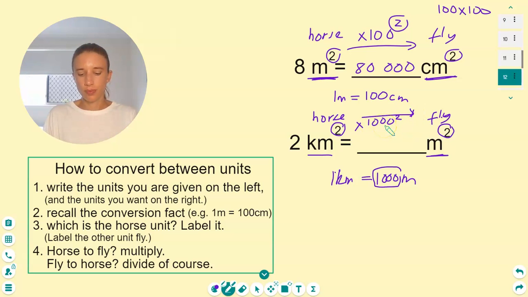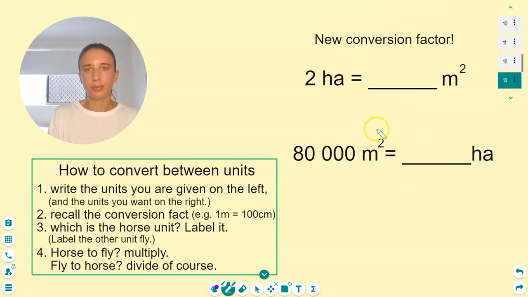So 2, I don't know why I'm doing this in my calculator. Oh yeah, I need to. 2 times 1,000 squared is 2 with 6 zeros. So 2 million. 2 million square meters. So this is the benefit of having different types of units because you can't be bothered to write all these zeros. So you use kilometers squared instead of meters squared.